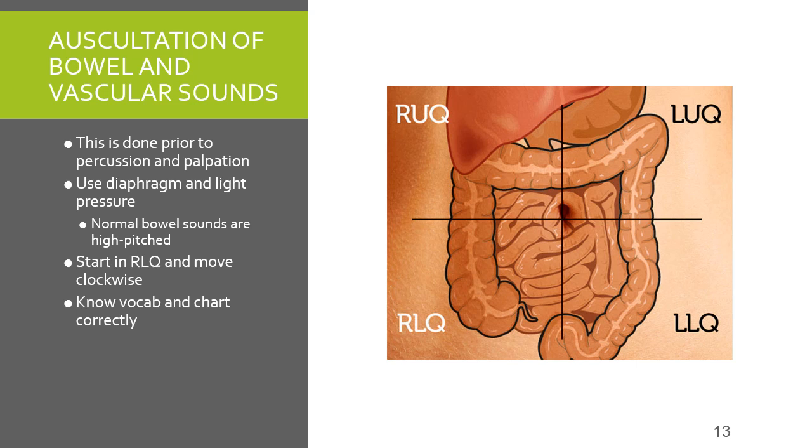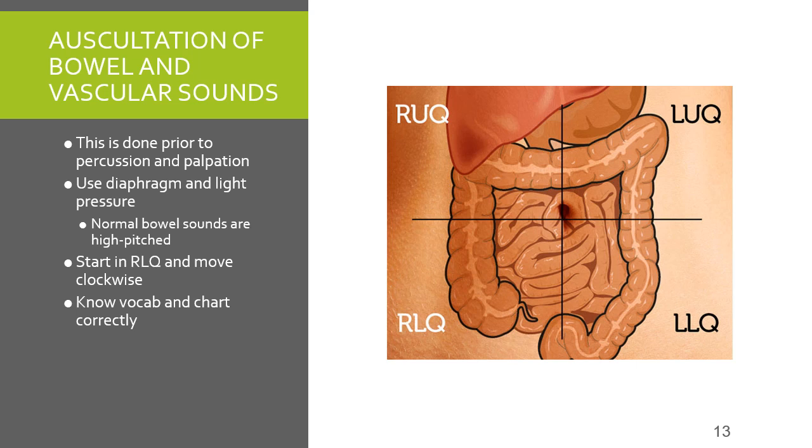So start in the right lower quadrant and move clockwise. Technically, you listen for a full minute in each quadrant. Between 5 and 30 sounds per minute is normal. Fewer than 5 sounds a minute is hypoactive, and more than 30 sounds per minute is hyperactive. And so you go right lower quadrant, right upper quadrant, left upper quadrant, left lower quadrant, kind of following the large intestine from start to finish.